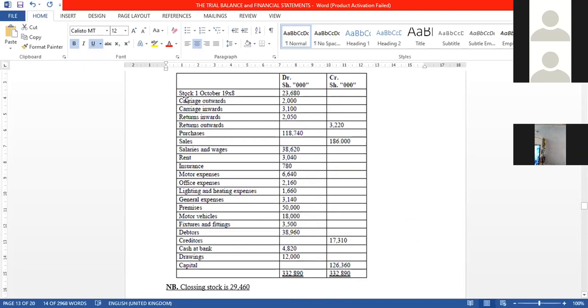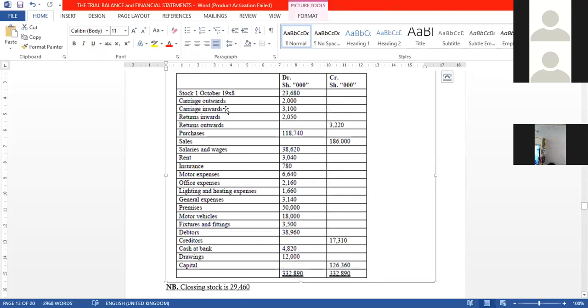If you look closely, the stock as at 1st October 1998 was 23,680. And therefore, this becomes what? Our opening stock. Closing stock is given down here. So this is our opening stock, 23,680. From there, the next item is purchases.